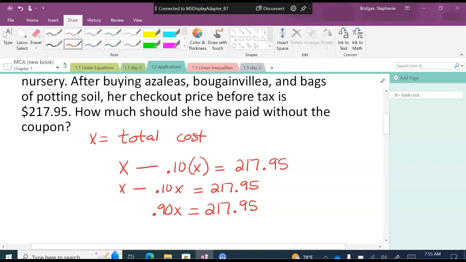And then to finish solving that, what would I have to do? Just divide. So what we need to do is in our calculator, unless you're real good at dividing decimals, I'm going to put in 217.95, and I'm going to divide that by 0.9 or 0.90.